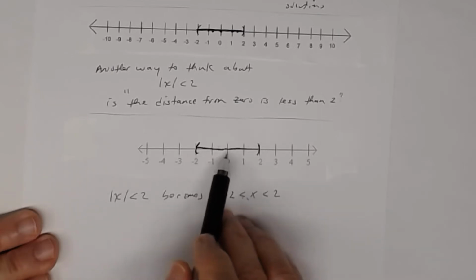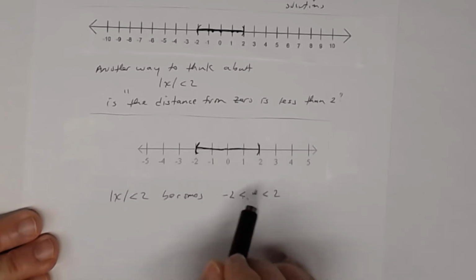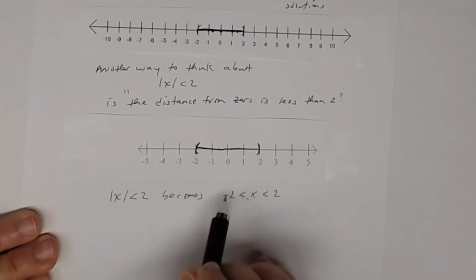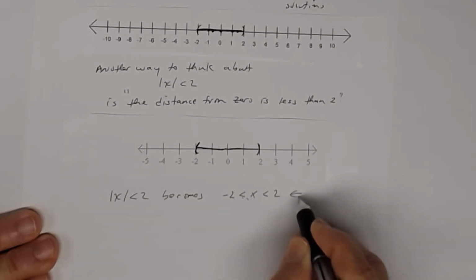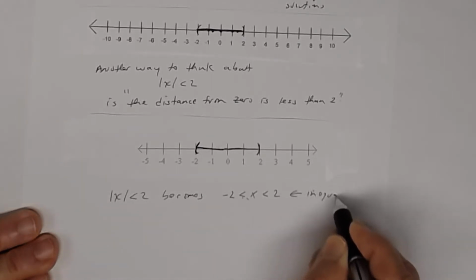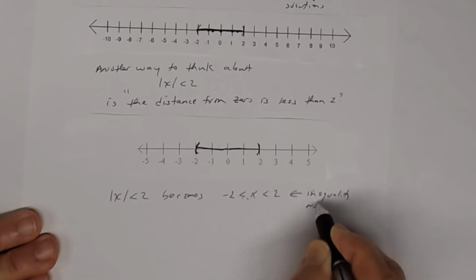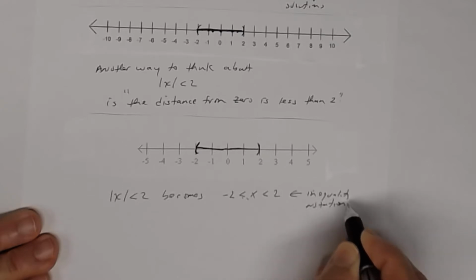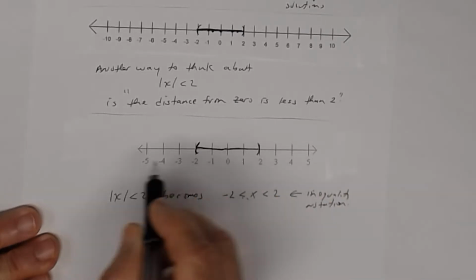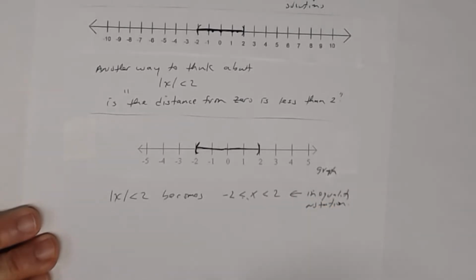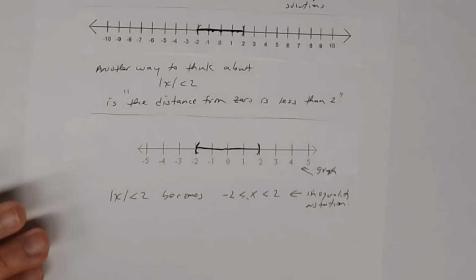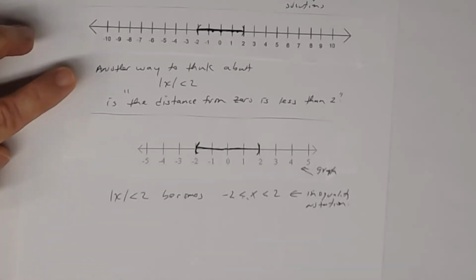Okay, so that's the graph of the solution, and then that's the solution set written as an inequality. So this is inequality notation, so keep that in mind. That's how inequality notation is going to look. And this is the graph. So I'm going to put that right here. This is the graph right here. Okay, so that was talking about absolute values less than 2.